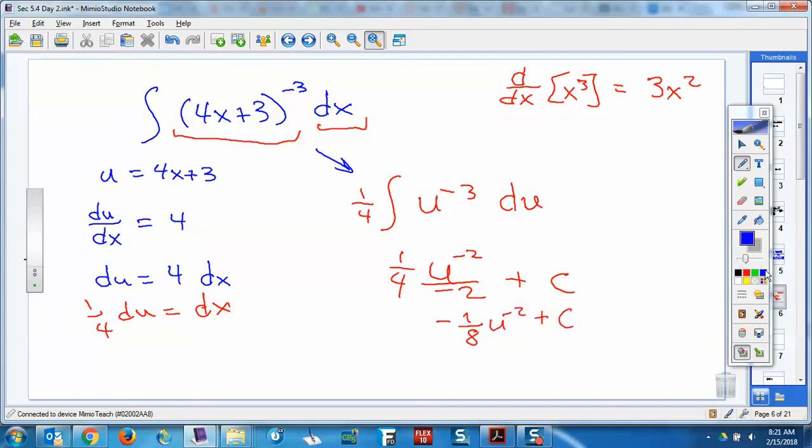And then we've got to put it back into our u's. So we're going to put 4x plus 3 back in there. And so we got negative 1/8.